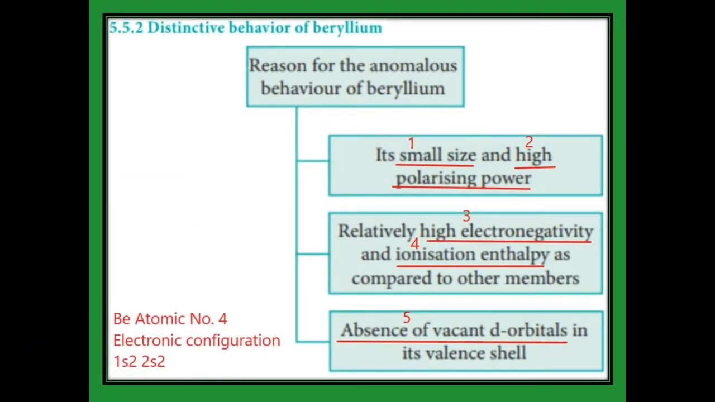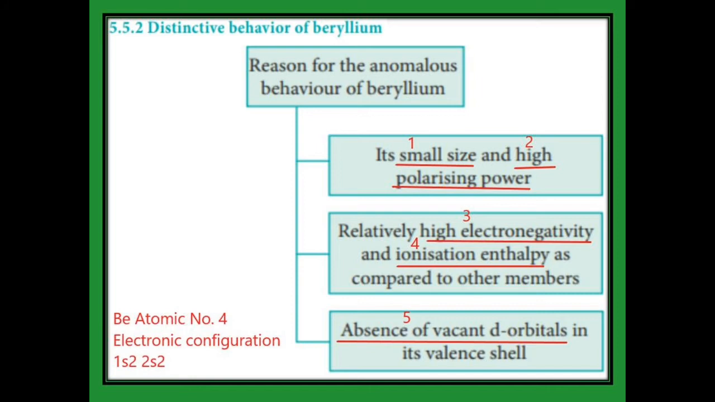In the alkaline earth metals, the first element beryllium is different from the rest of the elements. Why does it have different behavior? There are 4 reasons. The first reason is its very small size. The second is its high polarizing power. Polarization means positive and negative poles are created. The third is its higher electronegativity, and its ionization enthalpy is also higher when compared to the other elements. And the fourth is the absence of vacant d orbitals.